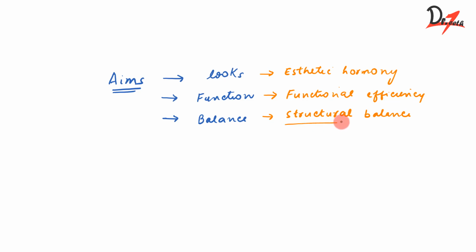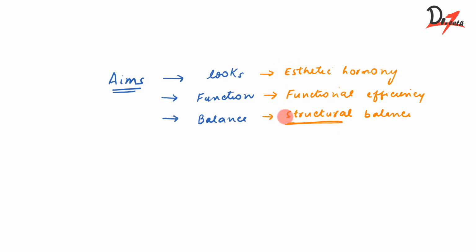So by structural balance, we mean that if we are treating, for example, the teeth, it should not have a negative impact on, let's say, the periodontal ligament. So there should be structural balance, means treatment of one factor should not have a negative or detrimental impact on the other factor or other surrounding tissues.